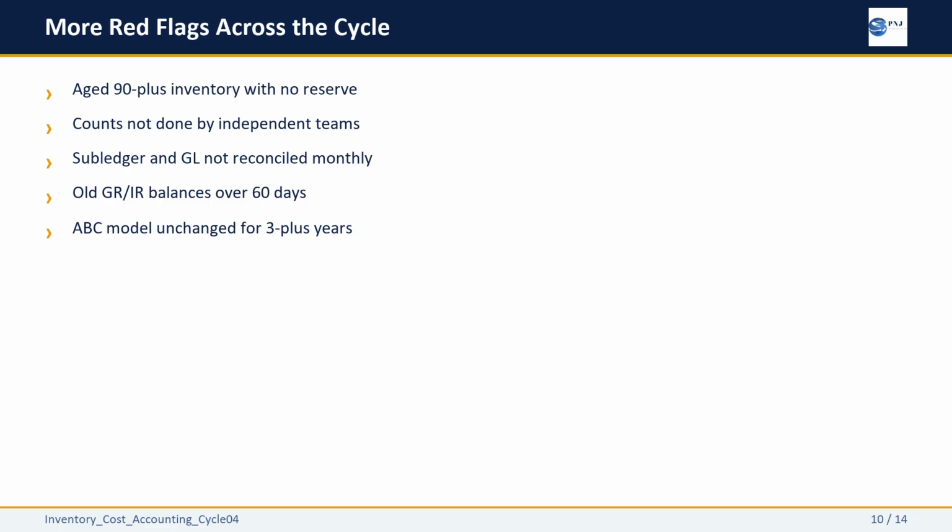A subledger and general ledger that are not reconciled monthly let differences accumulate undetected. Old unmatched GRIR balances over 60 days signal possible duplicate payments or unrecorded liabilities. Costs posted to the wrong job number ruin job profitability and billing. An equivalent units calculation not reviewed when the process changes gives wrong per unit costs, and an ABC model unchanged for 3+ years after operational change yields stale product costs.